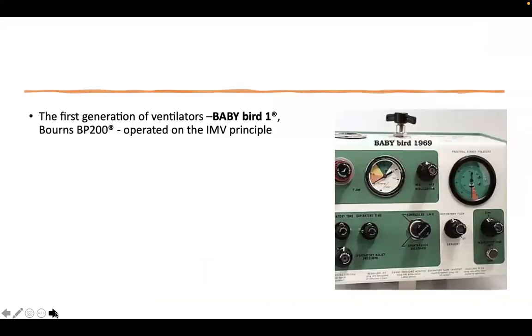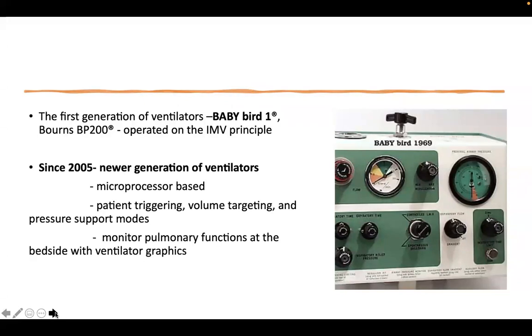The first generation of ventilators was the UB Bird 1. It operated on the IMV principle. Since 2005, various newer generation ventilators have come up, which are microprocessor based. They have used patient triggering, volumetric targeting, and pressure support modes. These ventilators monitor pulmonary functions at the bedside with ventilator graphics.